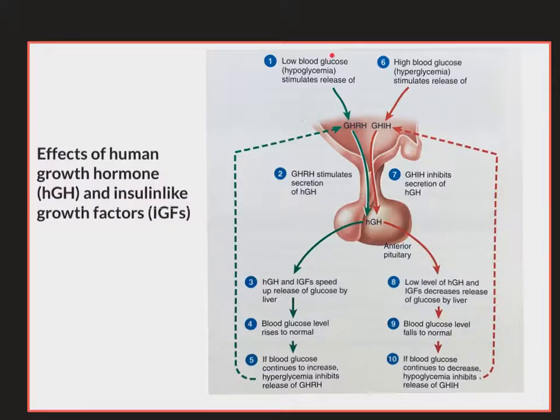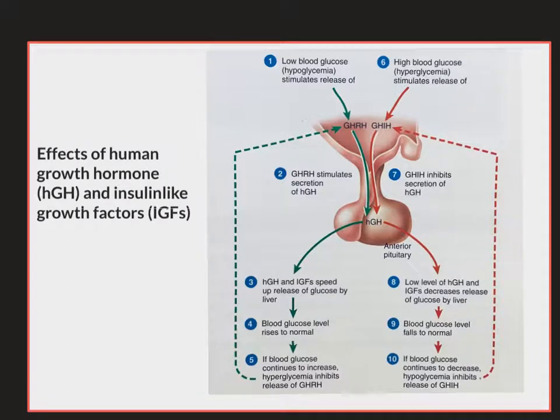So if blood glucose is low, low blood glucose itself is going to cause the release of the growth hormone releasing hormone from the hypothalamus, which is then going to cause the release of the human growth hormone from the anterior pituitary. This is going to then in turn speed up the release of glucose by the liver, and then the blood glucose can return to normal.